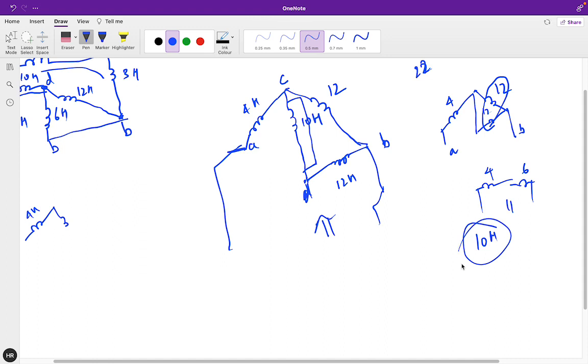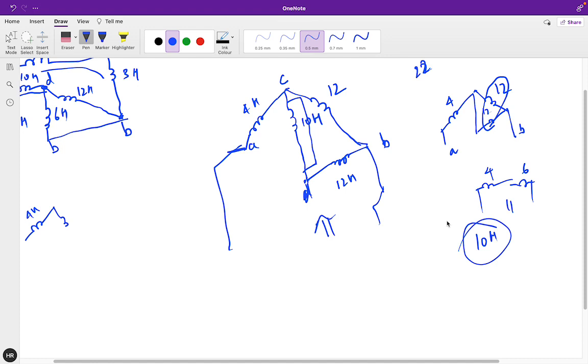Yeah, correct. So this part is shorted. If this part is shorted, then C and D will become the same. If C and D become the same, then 12 Henry and 12 Henry will be in parallel, so you will get 6 Henry, and this 6 Henry plus 4 Henry, you will get the result as 10 Henry. Am I correct? Is this clear to everyone?